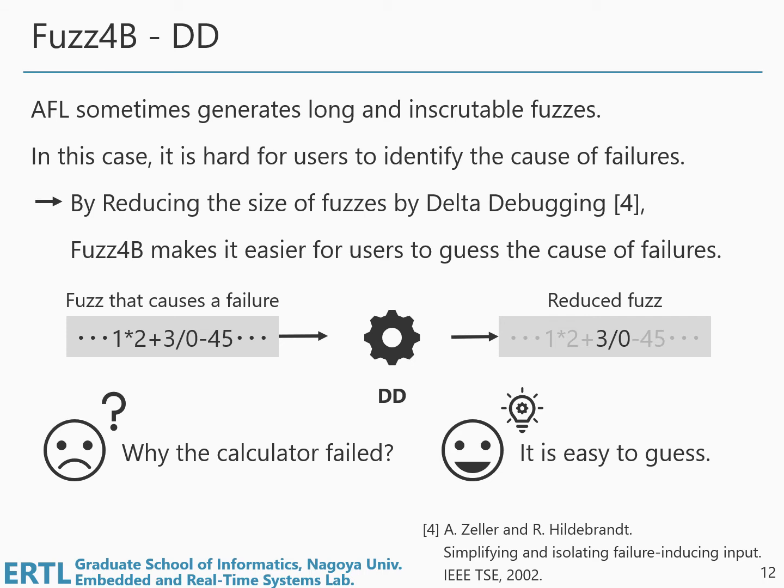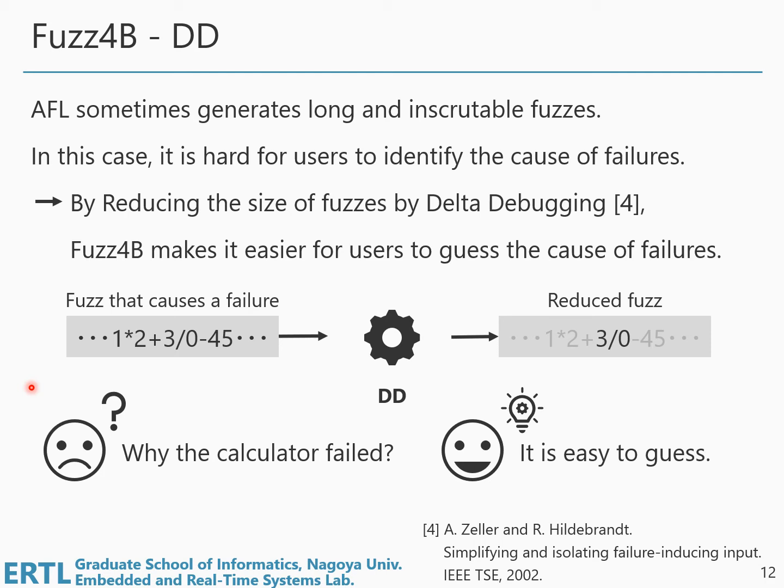Next, I talk about the detail of DD. This figure shows an example of the use of it. In this example, a user is testing a calculator by AFL. This calculator crashes when the input data includes zero division.